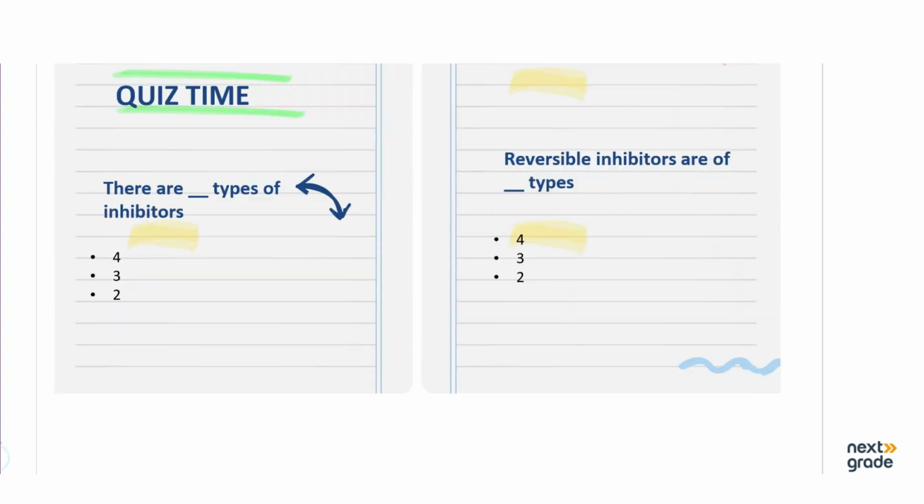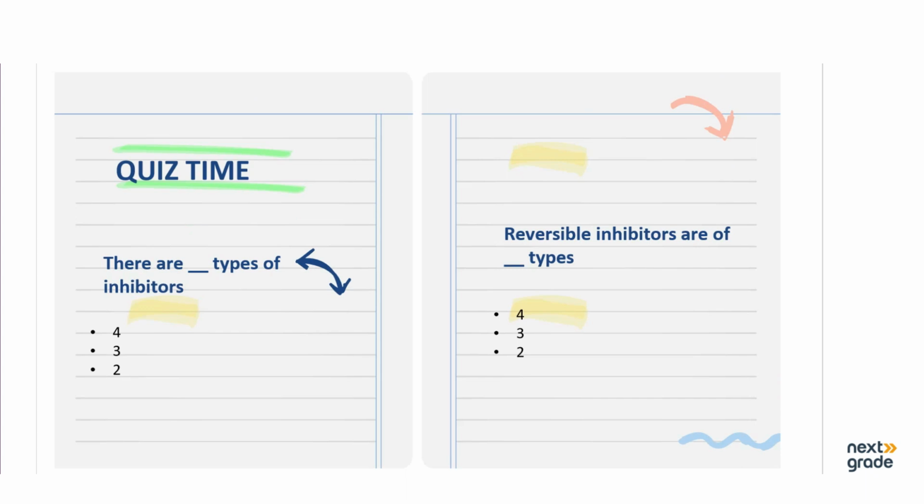So that's all for today. Now is the quiz time. There are dash types of inhibitors. The first MCQ: 4, 3 or 2. We know that there are two types of inhibitors, the reversible and the irreversible one. So here 2 is the correct answer. The reversible inhibitors are further of dash types: 4, 3 or 2. They are further of two types, the competitive and the non-competitive inhibitors.